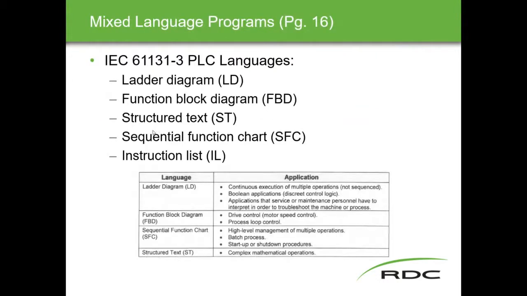Okay, objective two introduces us to mashing all these languages together. We've talked about ladder diagrams, function block diagrams, structured text, sequential function charts. We haven't talked about this fifth language here, which is called instruction list. I can't remember if we actually do. I don't think we actually do, but it would be a great question for a test. What are the five languages? I'm pretty sure you'll get ladder, function block, structured text, and SFC. But the fifth one is instruction list.